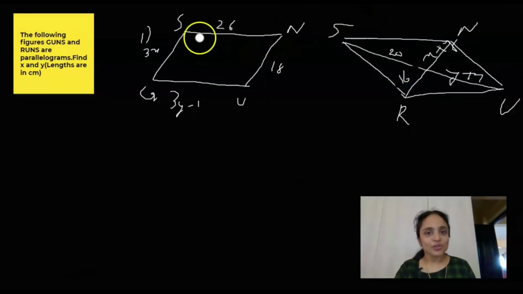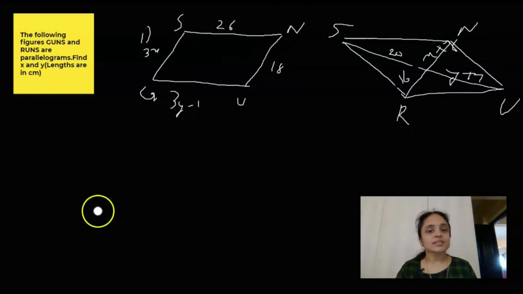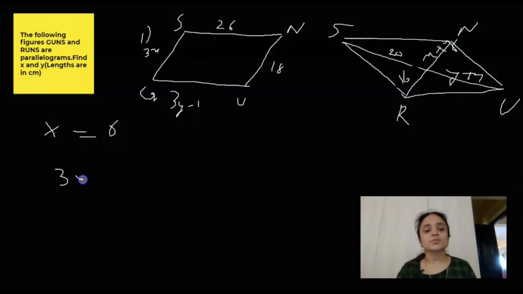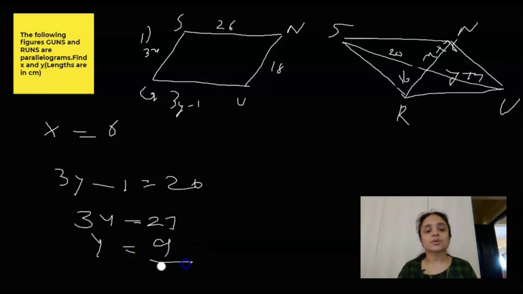Next, in the following figures, GUNS and RUNS are parallelograms. Find x and y. In a parallelogram we know that opposite sides are equal. So 3x equal to 18 means x equal to 18 by 3, which is equal to 6, and 3y minus 1 equal to 26 means 3y equal to 26 plus 1, that is 27. So y equal to 27 by 3, which is equal to 9.